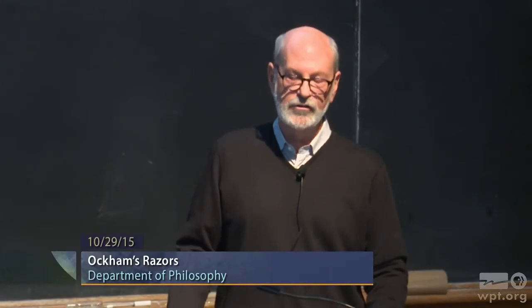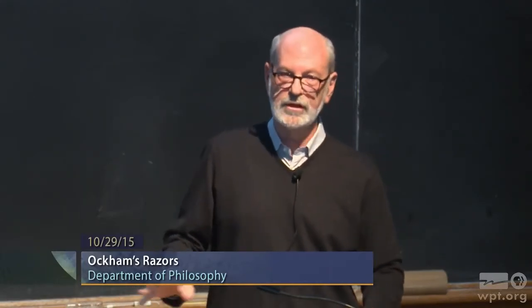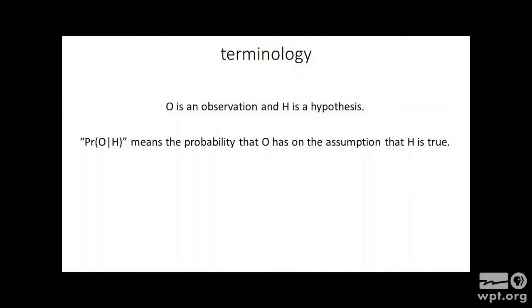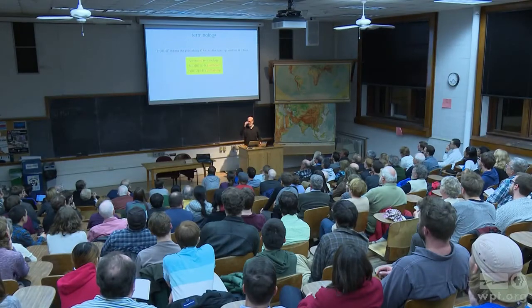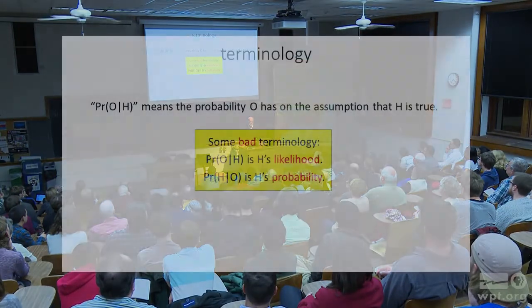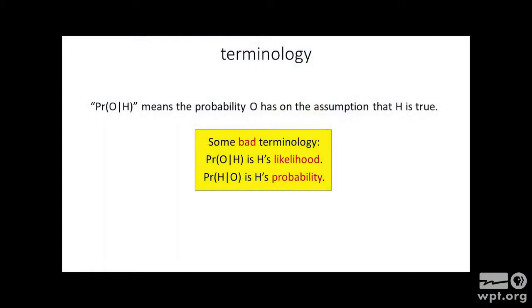Okay, here's some terminology, but it's terminology about probability, and nothing hard. We're going to use O for observation and H for hypothesis. And this symbolism here, O vertical slash H, the probability of O given H, means the probability that O has on the assumption that H is true. The terminology out there in probability and statistics is really horrible, because the probability of O given H is called H's likelihood, whereas the probability of H given O is called H's probability.